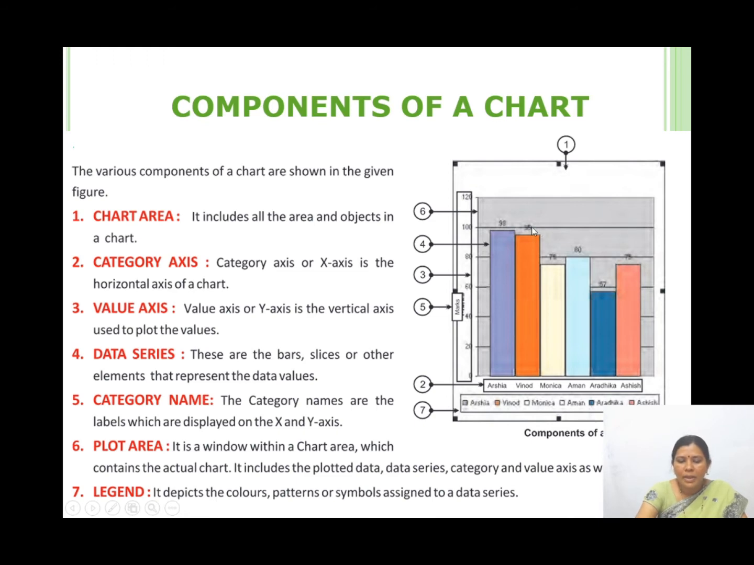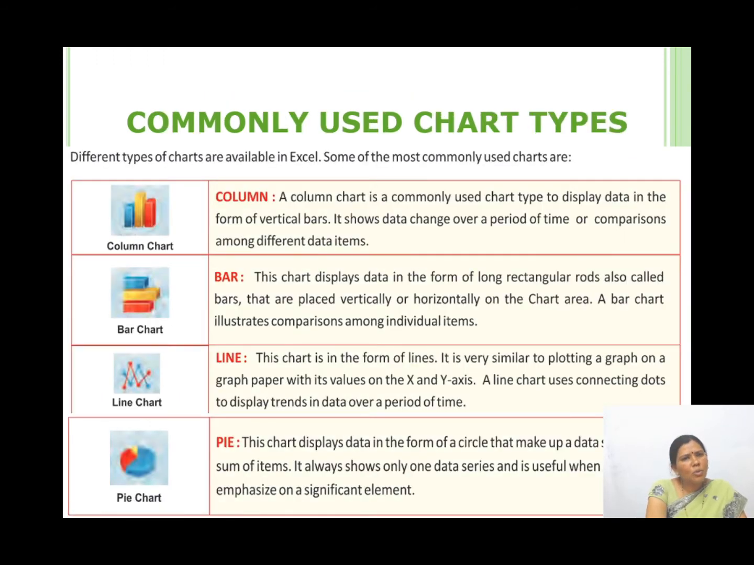Okay, next, the charts we commonly use are column chart, bar chart, line chart and pie chart. The column chart is a commonly used chart type to display data in the form of vertical bars. It shows the data change over a period of time or comparison among different data items. Bar chart displays the data in the form of rectangular rows, also called bars, and they are placed vertically. You can see in the figure, even horizontally also on the chart.